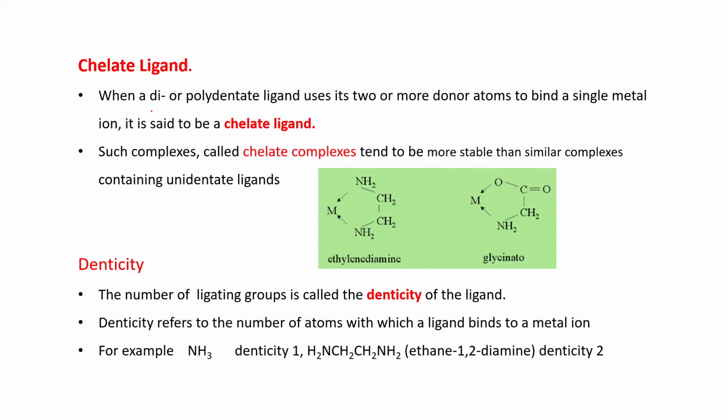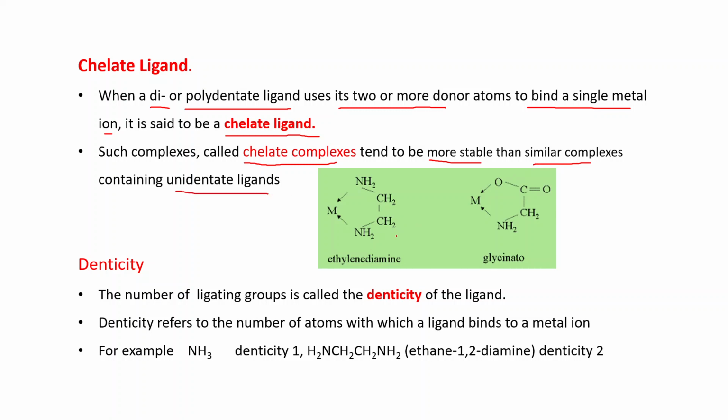Chelate ligand. When a di or polydentate ligand uses its two or more donor atoms to bind a single metal ion, it is said to be a chelate ligand. Actually, when a di or polydentate ligand uses its donor sites to donate a pair of electrons to the central metal atom or ion, a ring structure is formed. Such ligands which form this ring-like structure are the chelate ligands, and the complexes formed are known as chelate complexes, and these are more stable than similar complexes containing unidentate ligands.